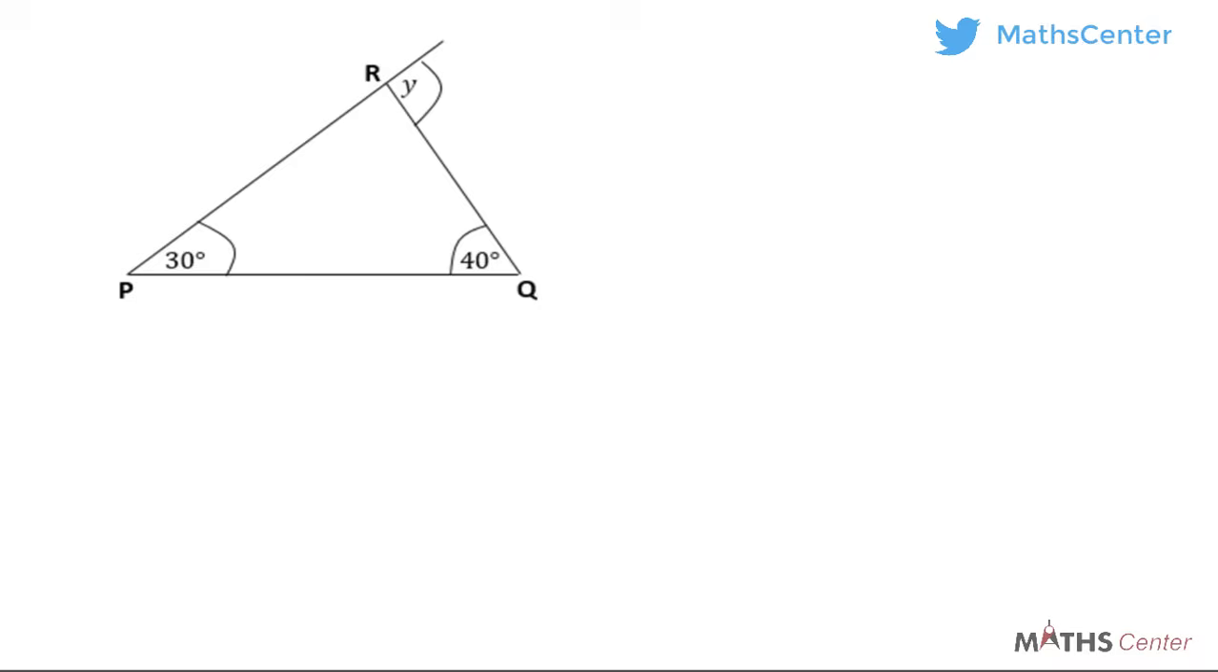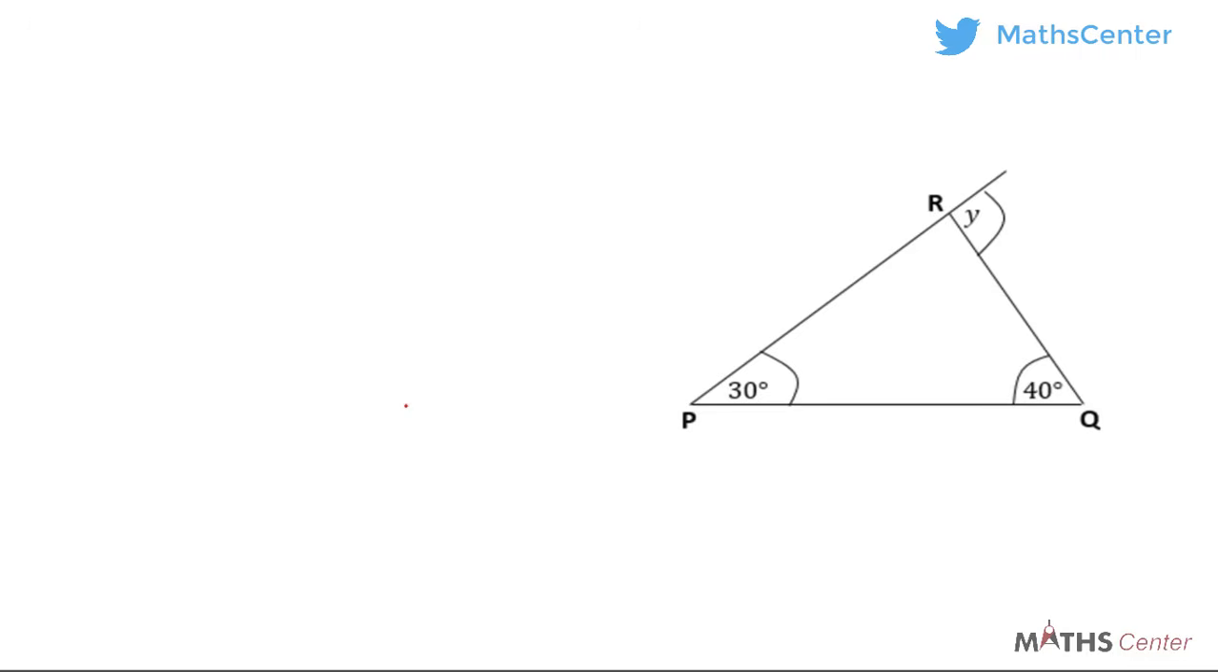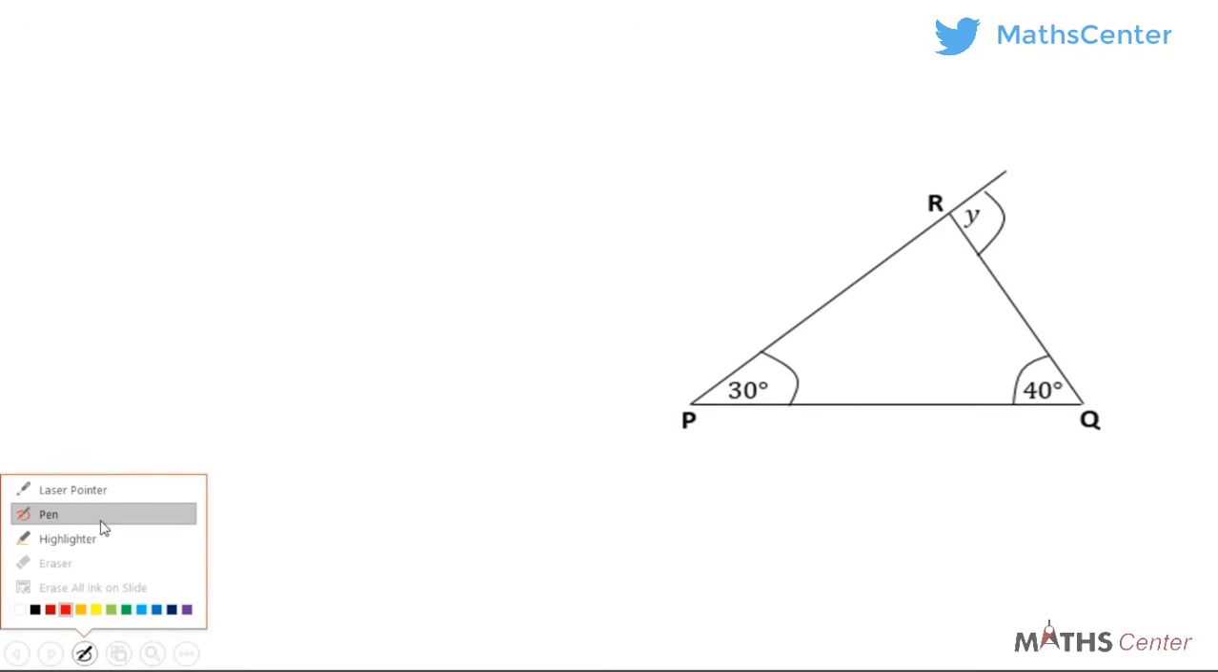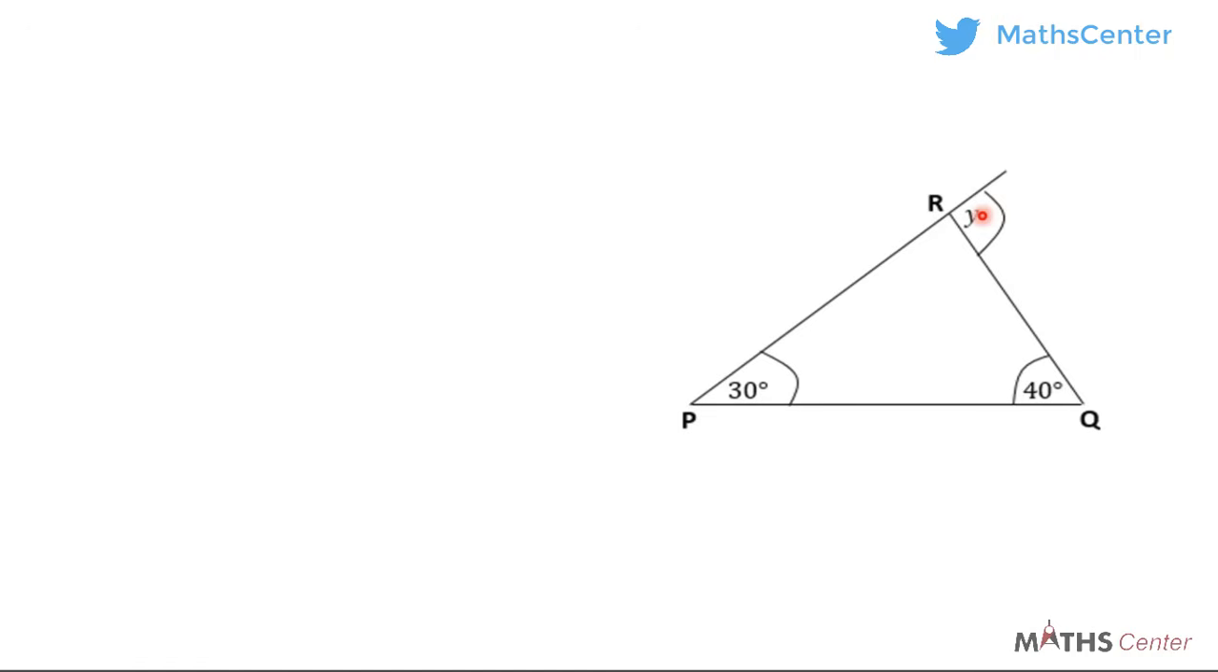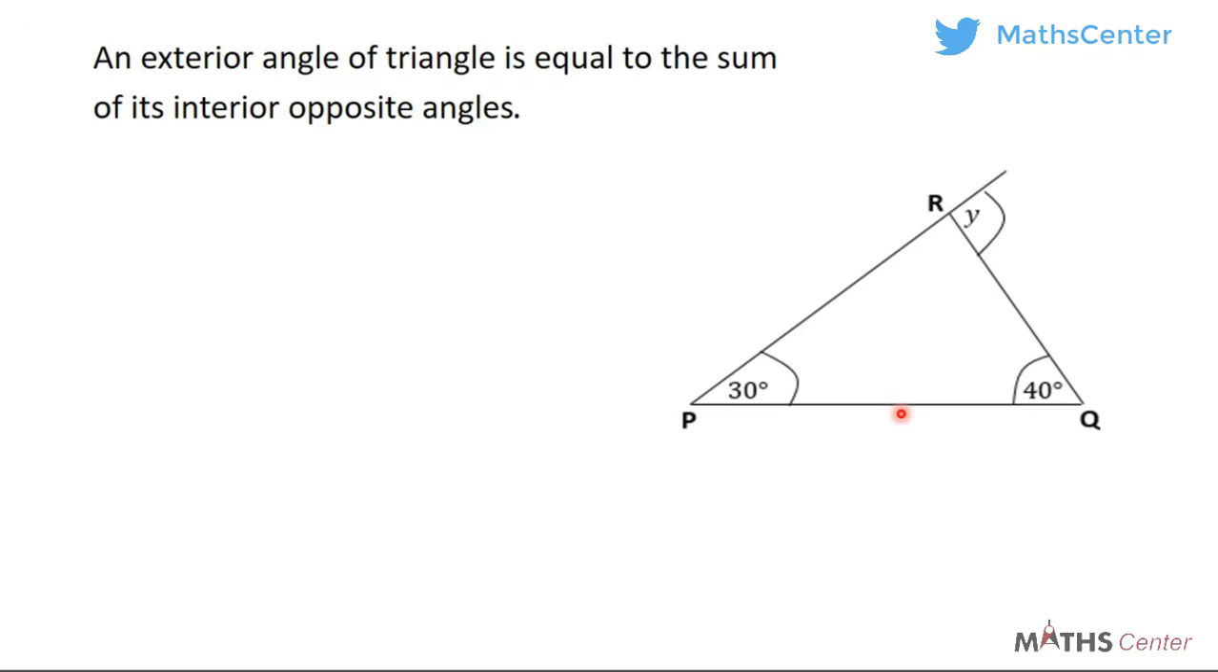Let's consider the next example. So here too, we can see that we have PQR as the triangle. Then we have y here. Now looking at the position of the y, here, its interior opposite angles are 30 degrees and 40 degrees. We know that an exterior angle of a triangle is equal to the sum of its interior opposite angles. So y will give us 30 degrees plus 40 degrees, and y is 70 degrees.